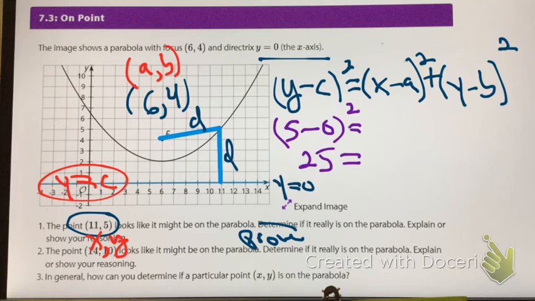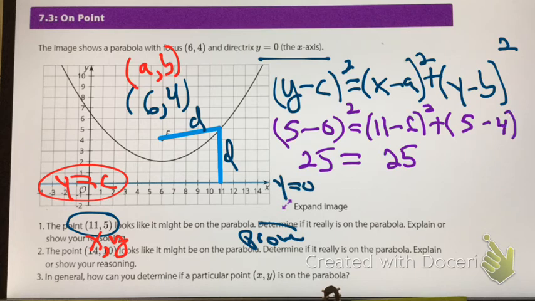Okay, let's see, x minus a. X is 11, a is 6. 11 minus 6 is 5, squared is 25. And then plus, right now it looks like this point is not actually on the curve, but let's figure it out. Y minus b. Y is our 5 right here, the y coordinate of the point on the parabola, minus 4, which is the y coordinate of the focus, squared. Well, 5 minus 4 is 1. 1 squared is still 1. So we end up with 25 equals 26.